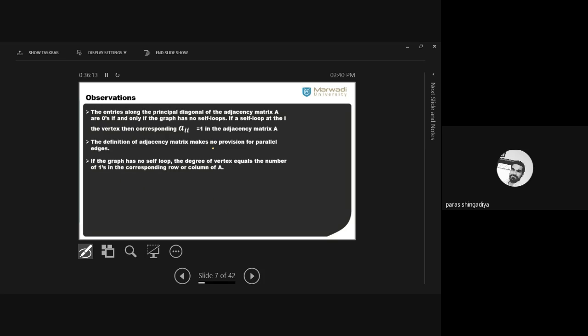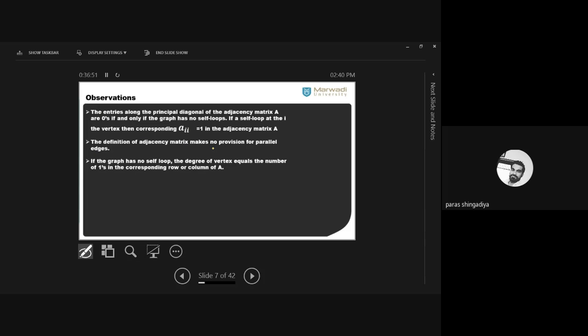Second one, there is no provision for parallel edges. If the graph contains any parallel edges, then which answer do you have to consider, 1 or 2? That is the parallel edges case, so therefore we skip these conditions from the graph, and we consider such graphs only. If the graph does not contain any parallel edges, then for that graph we can evaluate its adjacency matrix.